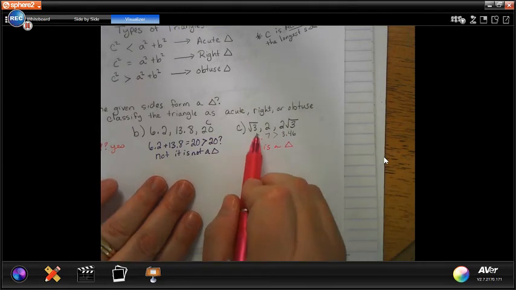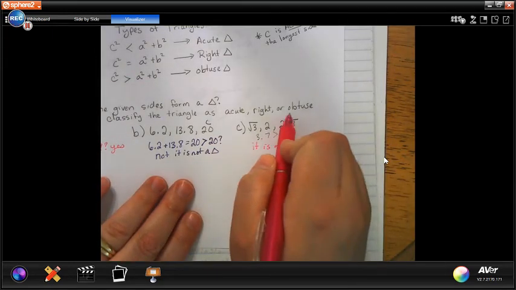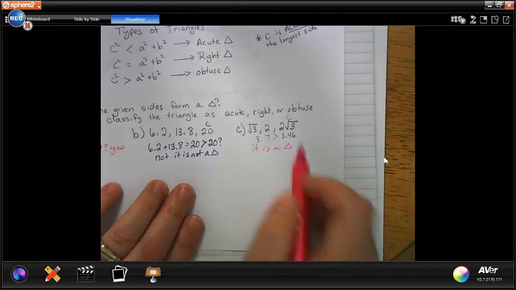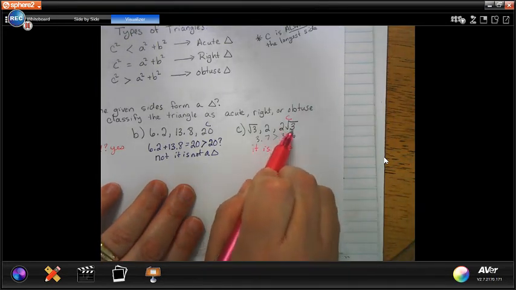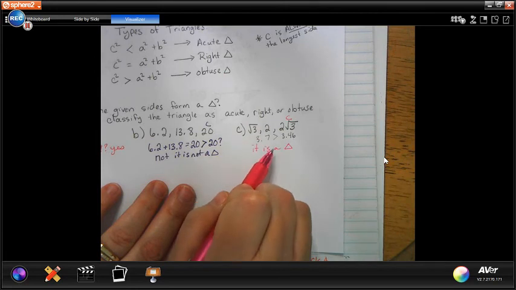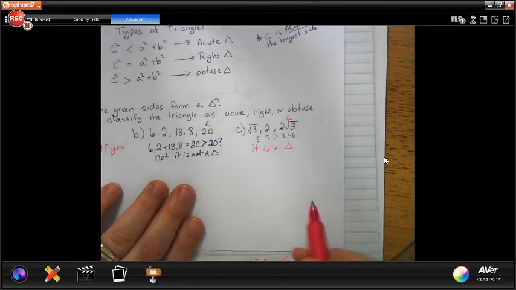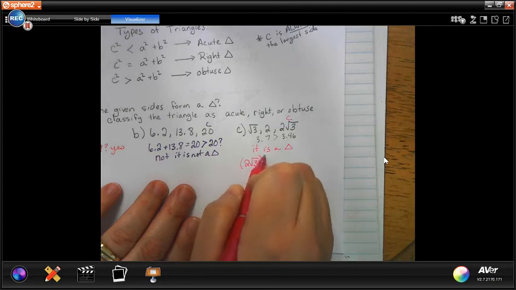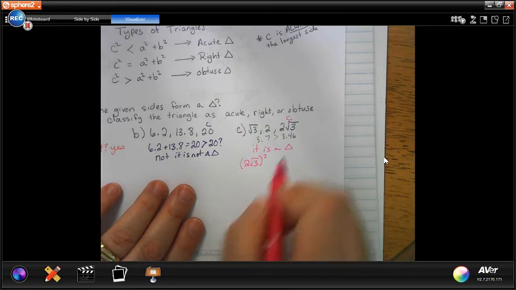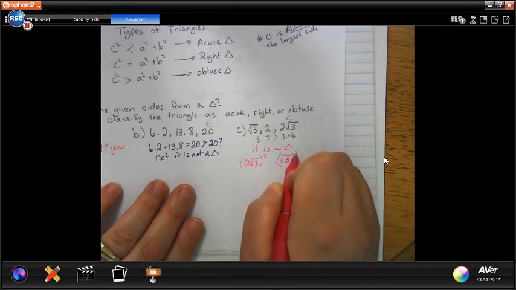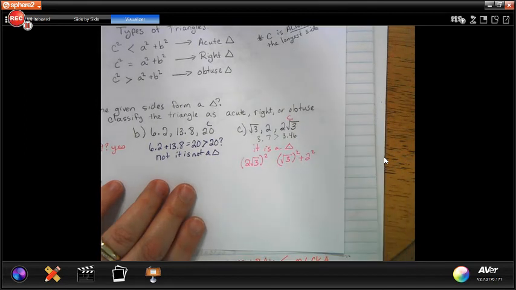So what kind of triangle? Well, C is always the biggest. Okay. 2 times radical 3 ended up being 3.46, but this was 1.7, and that was 2, so this is bigger. C is 2 radical 3. So what we do is we put parentheses, 2 radical 3, that whole thing is squared. Leave it blank. A squared plus B squared.